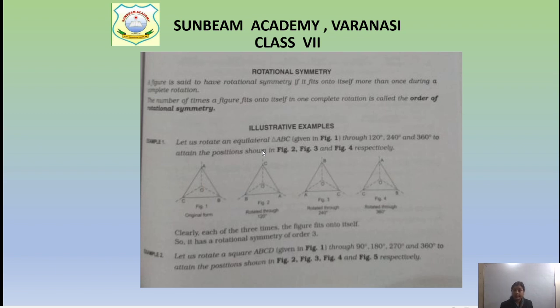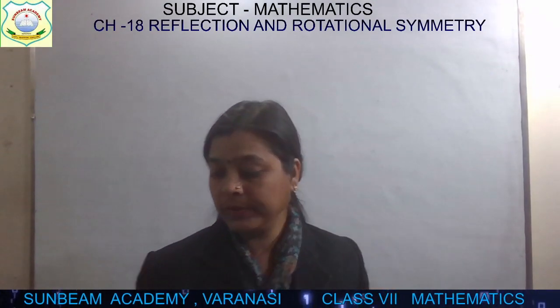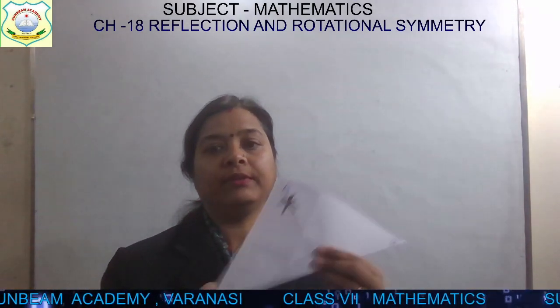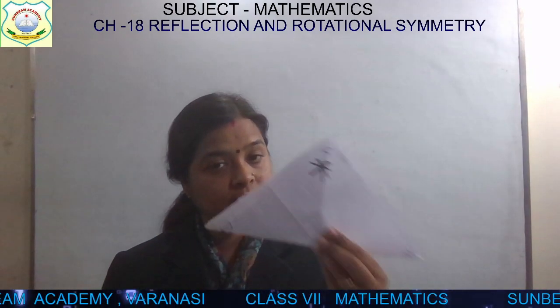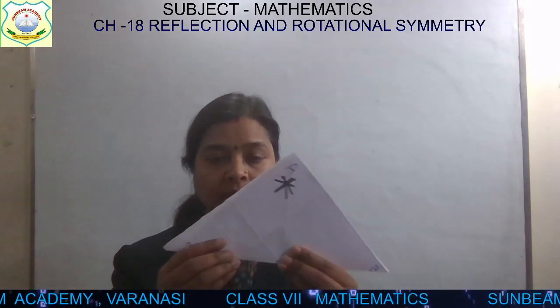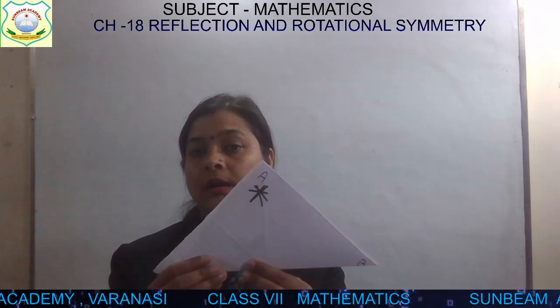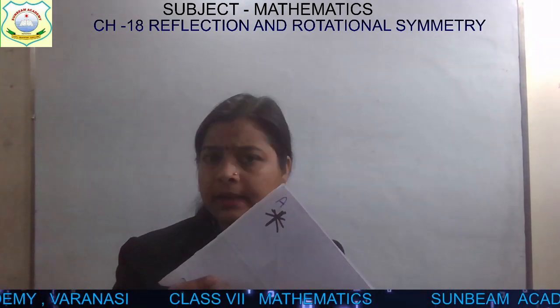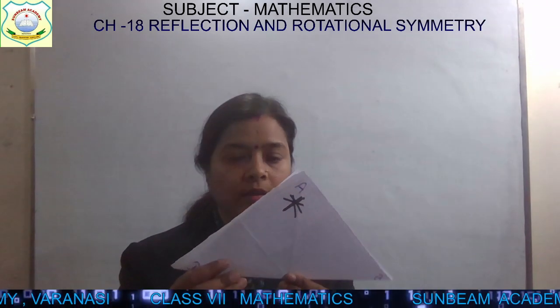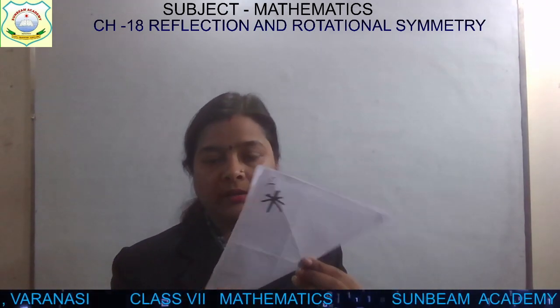One triangle is given to you and they have rotated it, children. In a complete rotation, when you have a triangle like this, how many times will you get the same figure, exactly the same figure which fits into this? But this is not our equilateral triangle. When you take an equilateral triangle, children, then you will get the same figure. Otherwise you can't get it.